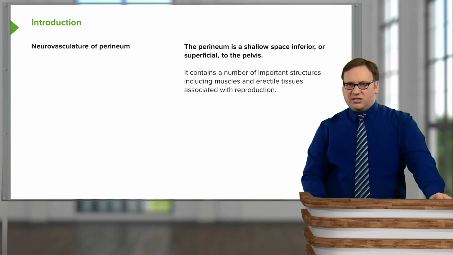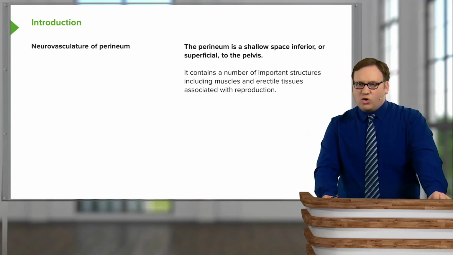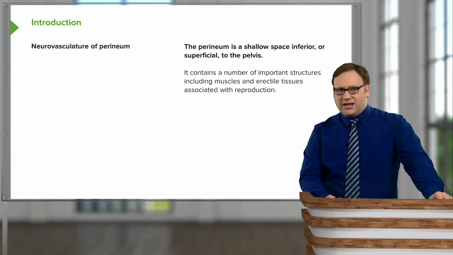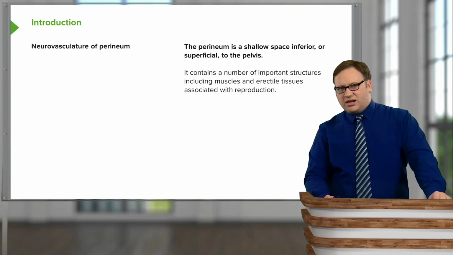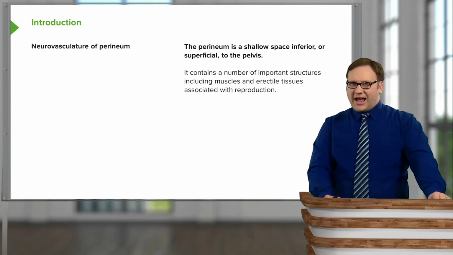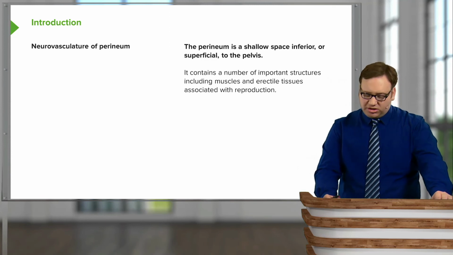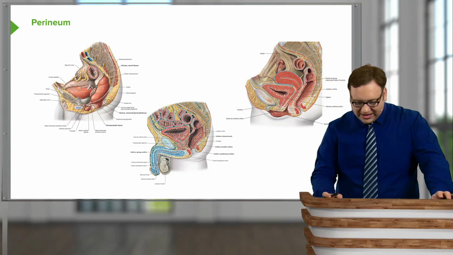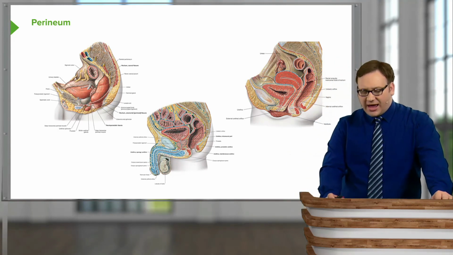So as I mentioned at the top, the perineum is a shallow space which is inferior, or it can be considered superficial, to the pelvis. It contains a number of important structures, including muscles and erectile tissues, and these are associated with reproduction. So let's first of all just try and orientate ourselves as to where the perineum is located.